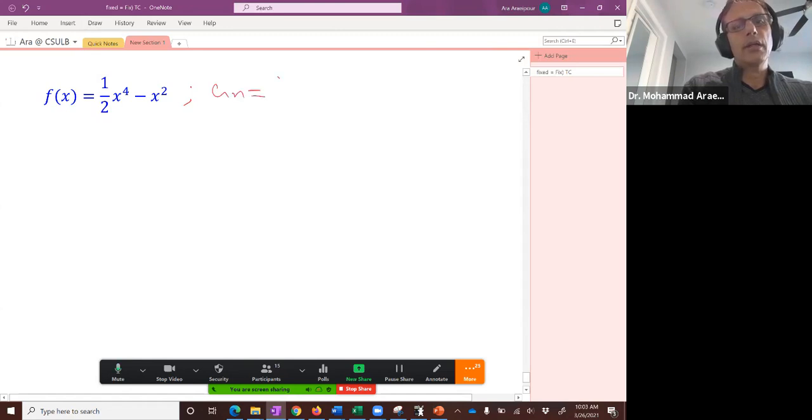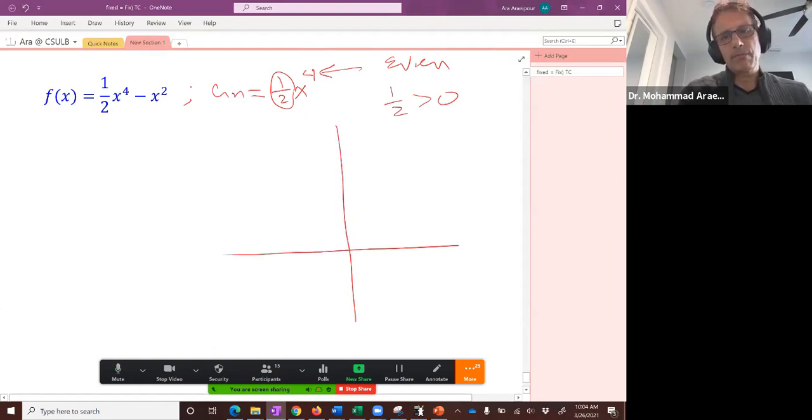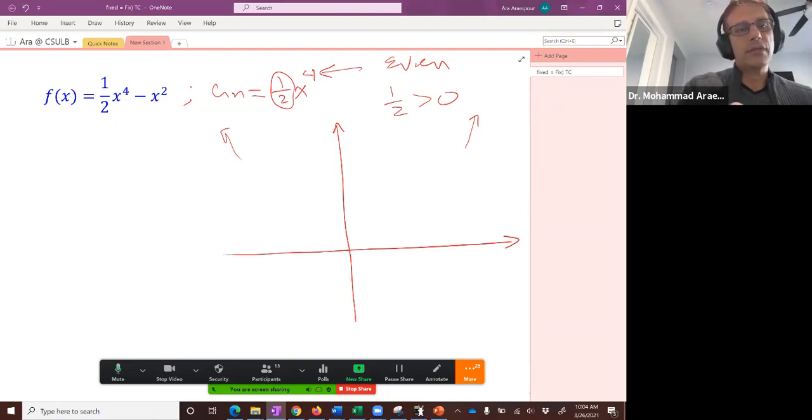Notice a sub n is 1/2 x to the power of 4. So the degree is even, and this number is positive. So having said that, that means the end behavior is like y equals x squared. So as far as the end behavior, we deal with the first and the second quadrant. We also add the intercepts, and pretty much we have the graph.